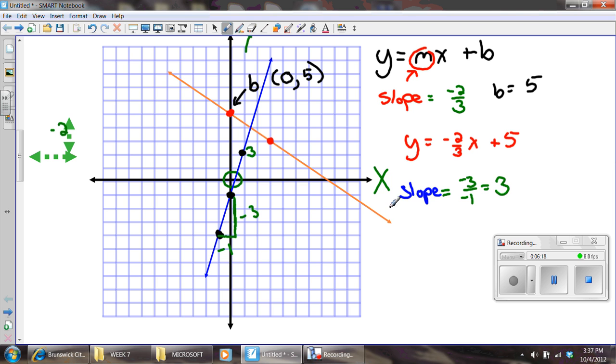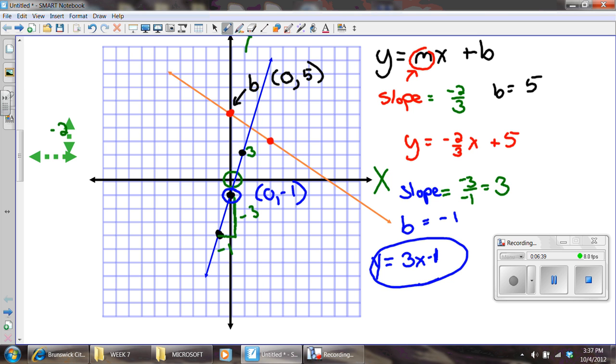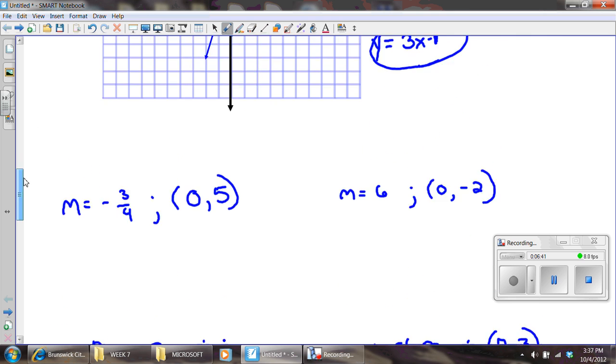And the y-intercept, you notice when I grabbed my point, I just automatically went for the y-intercept. It looks like it's the point (0, -1). So b's value would be -1. Hence, my equation is y equals 3x minus 1. And there you go. It's just that simple.